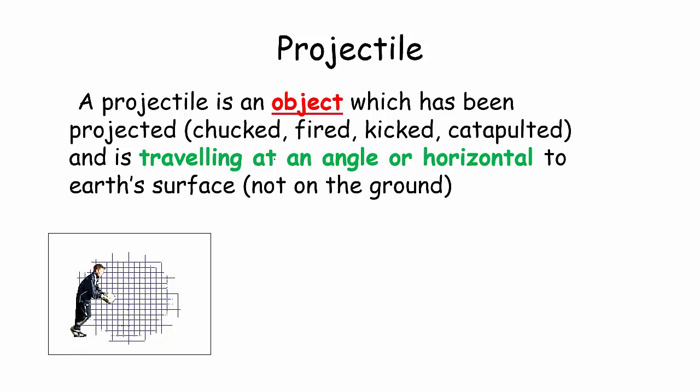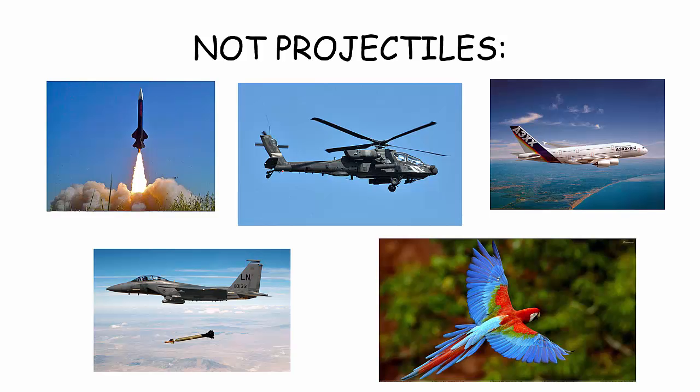A projectile is an object which has just been kicked, fired, chucked, catapulted, flicked, in some way projected into the air. As such, it's travelling at an angle or horizontal to the ground, but it isn't on the ground. This is quite different from some other things which might be flying through the air. It needs to have been kicked, chucked, given some sort of impulse or propulsion into the air, but just an initial one. To give you a counter-example, let's look at some items that aren't projectiles.